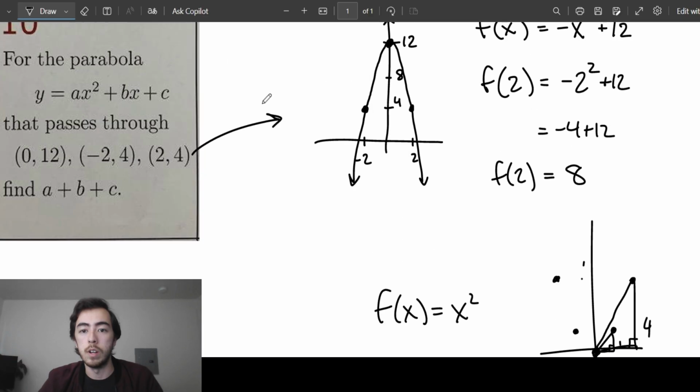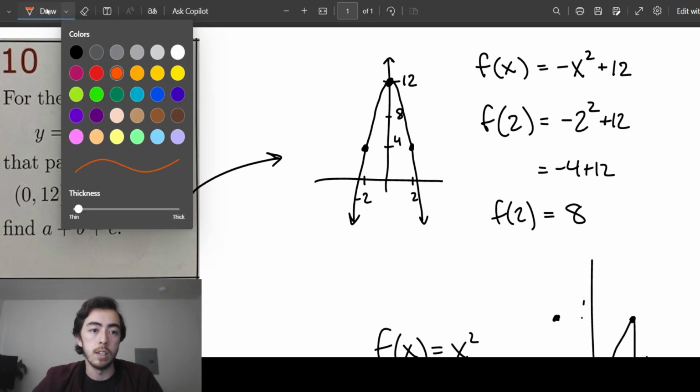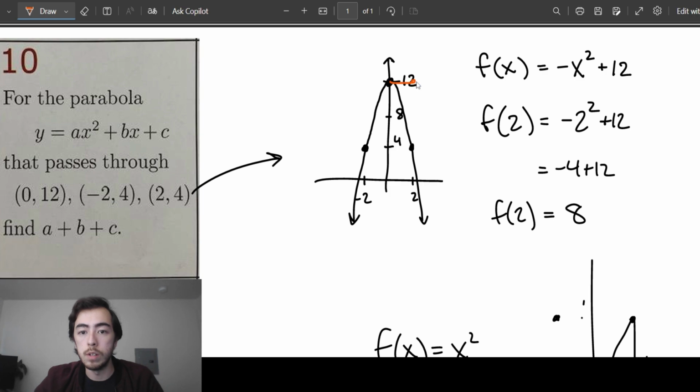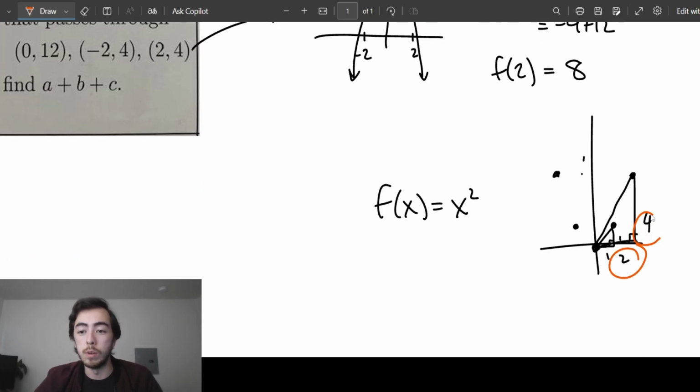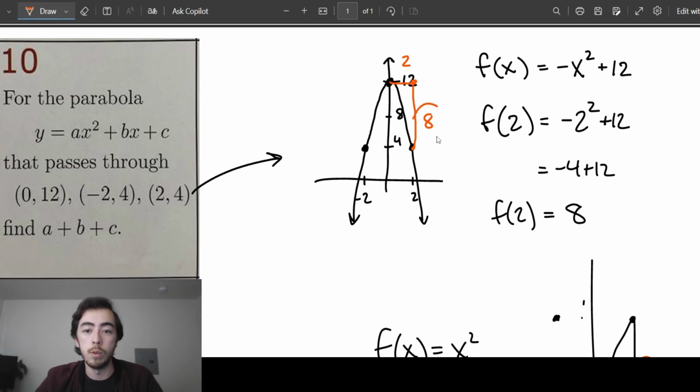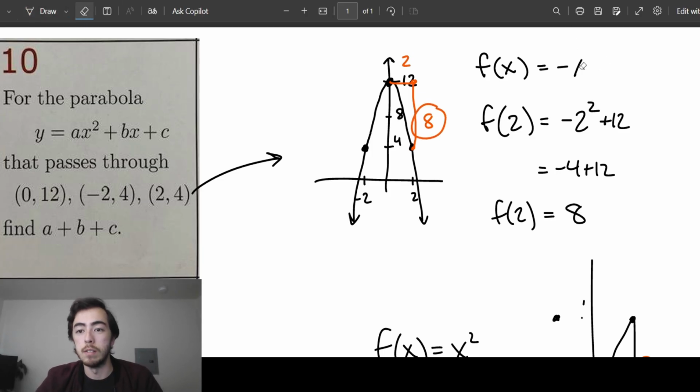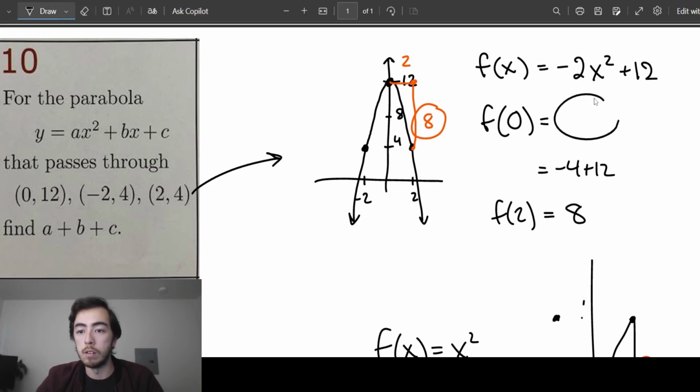So I can check what's going on in our graph here, and I can see that we go 2 units to the left and then 8 units down. And I was expecting, normally it's 2 and 4. And so the only way for me to get 2 and 8 is for me to actually change the a value and double it. So let's try this again with now a -2 x squared, and then still the same plus 12. If I plug in the 0, I still will get a 0 right here because that's -2 times 0 squared. That's still 0. And so f of 0 is still 12.